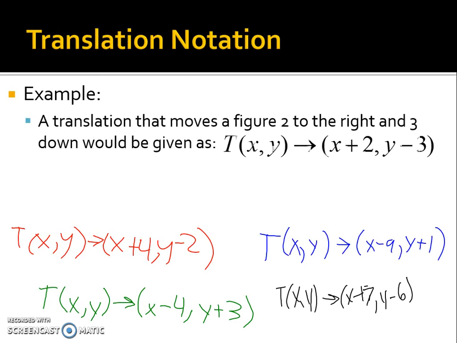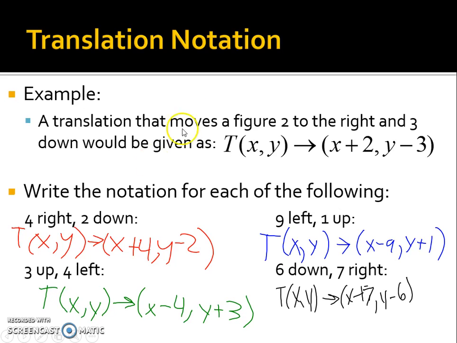So translation notation is you move a figure, let's say 2 to the right, 3 down. It will be given as X and Y. To the right, you add 2. Down is Y minus 3. So left and right is X, up and down is Y.